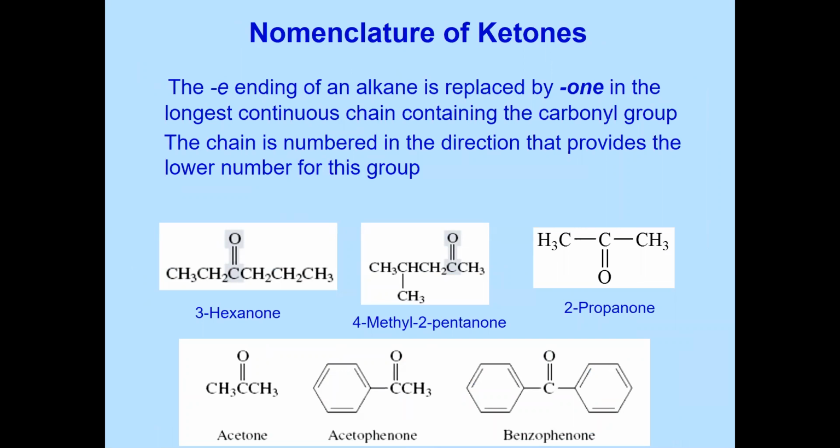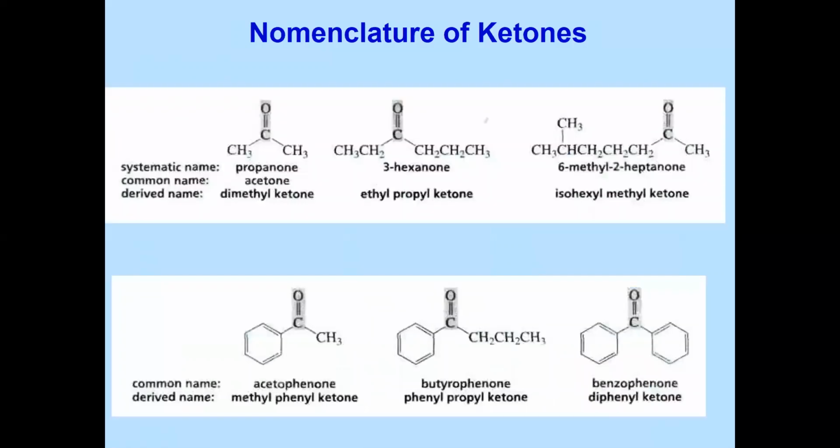Nomenclature of ketones. The e ending of the alkane name is replaced by -one. For example, 3-hexanone, 4-methyl-2-pentanone, 2-propanone or acetone, acetophenone, benzophenone.